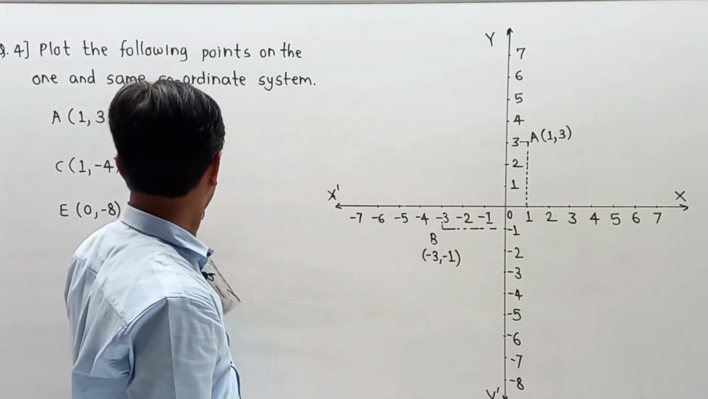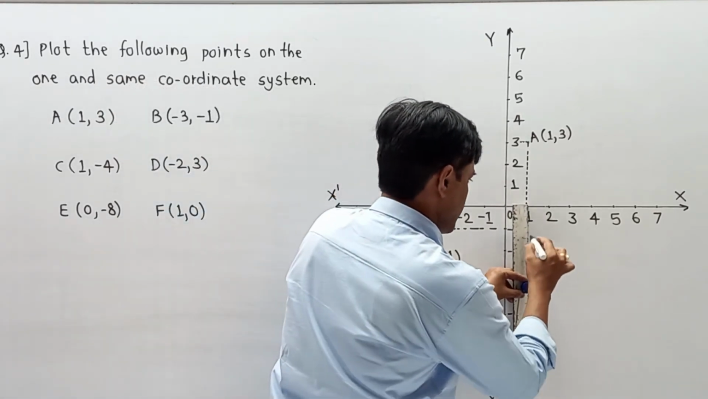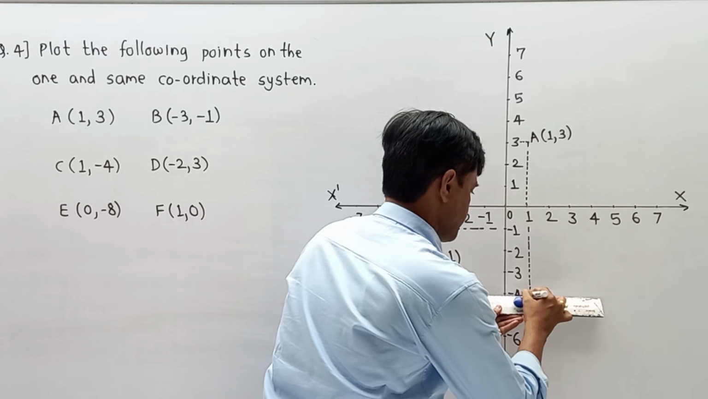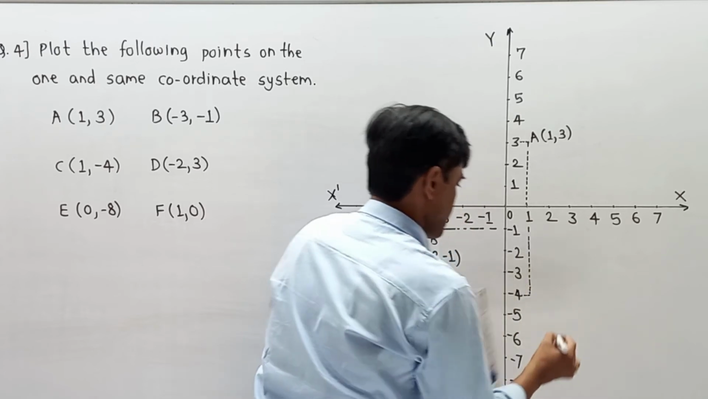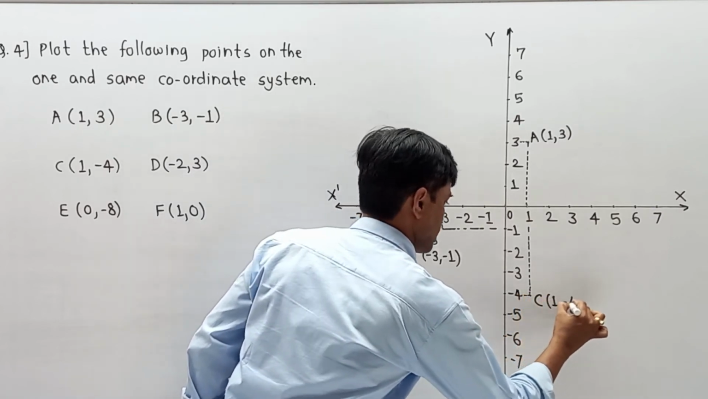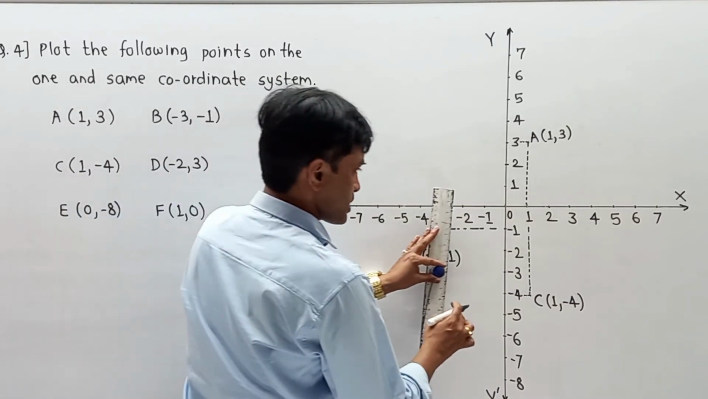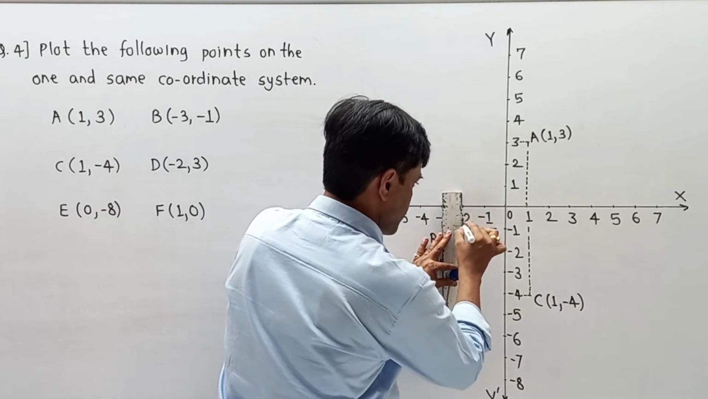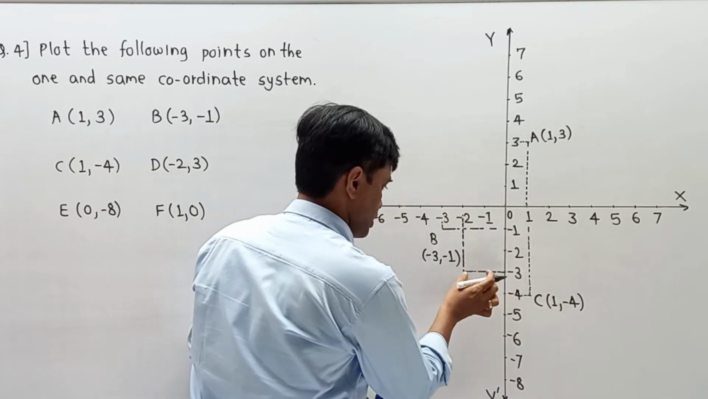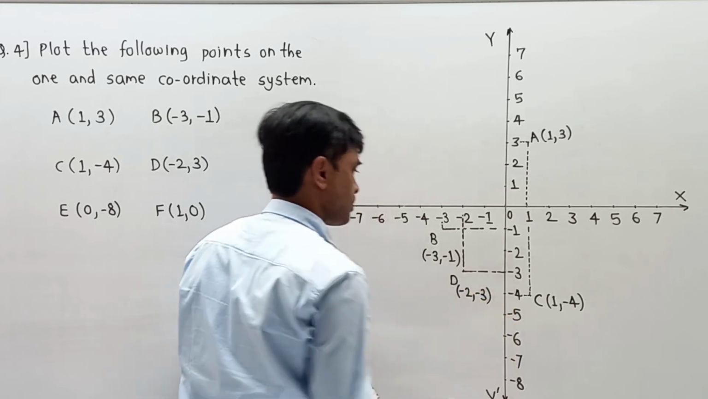Now the third point is C, that is (1, -4). X is 1 and y is -4. So this point is in the fourth quadrant. So our next point is C, (1, -4). Now our next point is D, (-2, -3). X is -2 and y is -3. So here is the point D, that is (-2, -3).